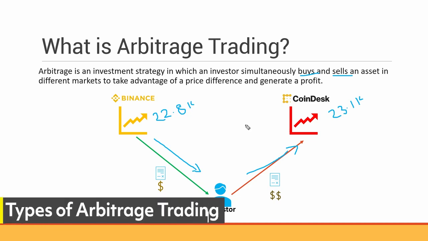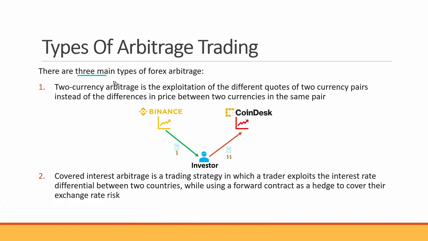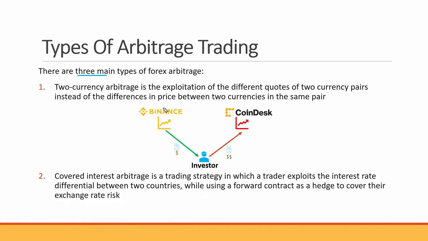Now let's talk about the types of arbitrage trading. There are basically three types. The first one is two currency arbitrage, in which a currency pair is bought from one exchange and sold on another exchange, on the same currency pair. So the investor would buy from one exchange and sell simultaneously on the other and take the difference as their profit, excluding the contract fees, transaction fees and costs. So this is one type, two currency arbitrage.